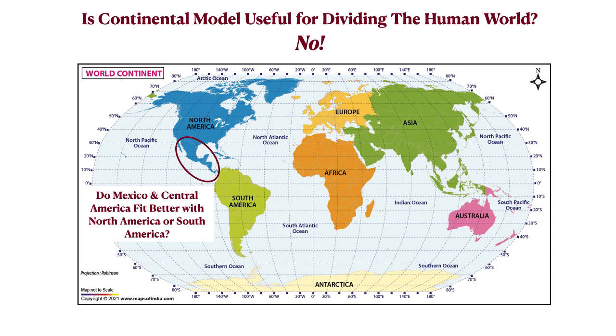My next big topic here is whether the continental model is useful for dividing the human world, and I have an emphatic no. It's simply not, and it isn't used. For example, Mexico and Central America are part of North America, but do they fit in terms of human geography better with the rest of North America, or do they fit with South America?